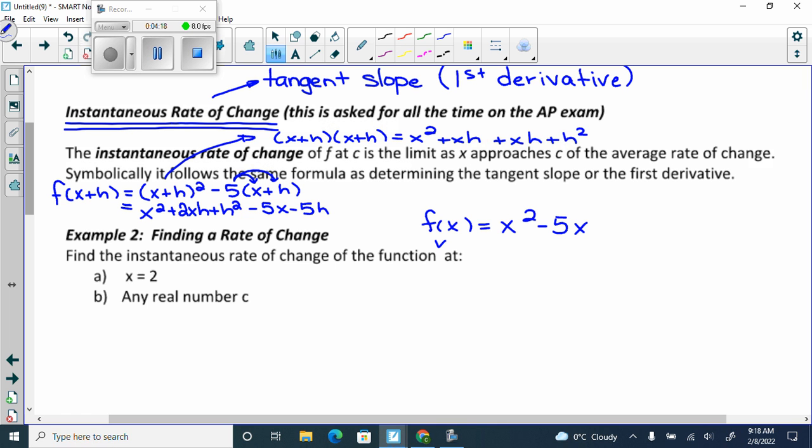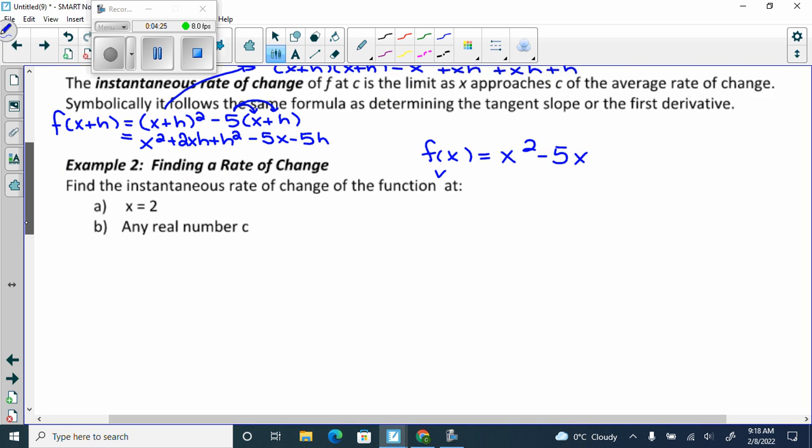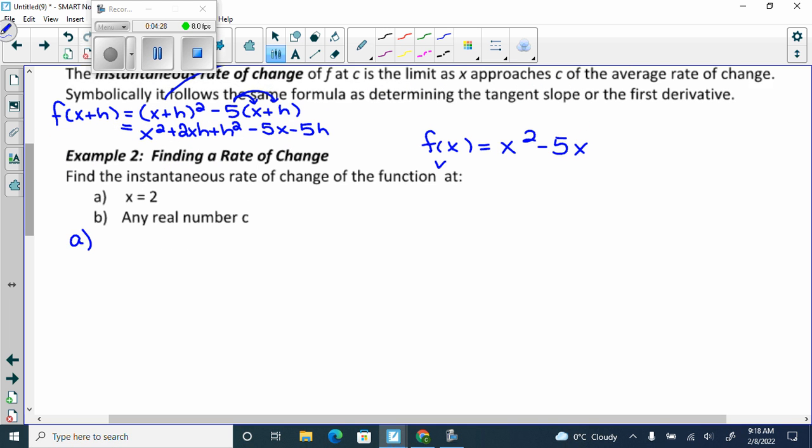Okay, so we have our f of x, we have our f of x plus h, we have everything we need in order to find the first derivative. We agree? So, this is an f of x function, so I'm going to find f prime of x, which means I'm finding the first derivative, which means I'm finding the instantaneous rate of change, right? If I want instantaneous rate of change, it means find the first derivative. So I write it as f prime of x. If I take f of x and I plug it into Newton's first principles, I get f prime of x. That's what you do. When you plug it into here, you get the first derivative.